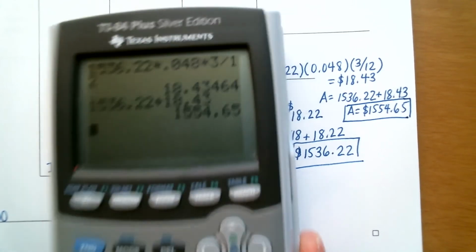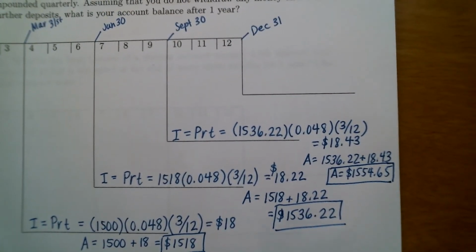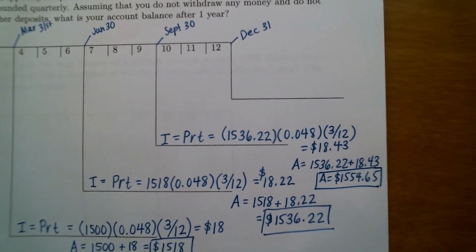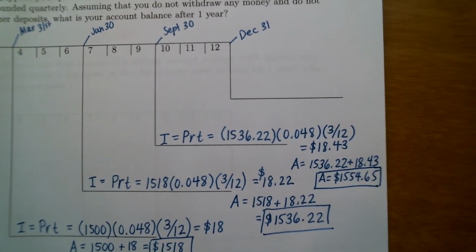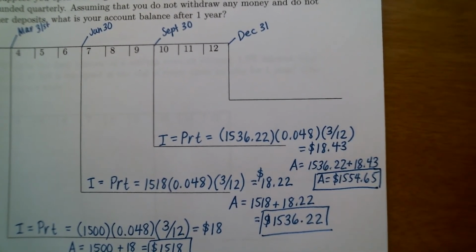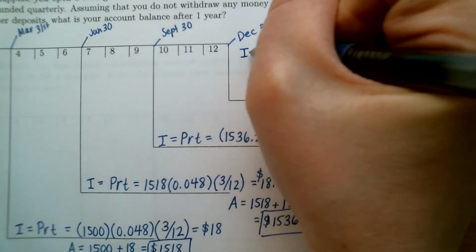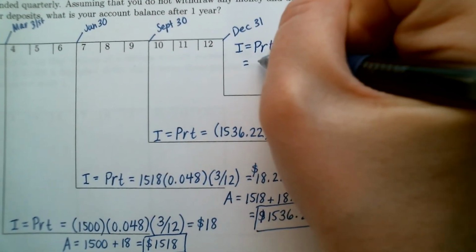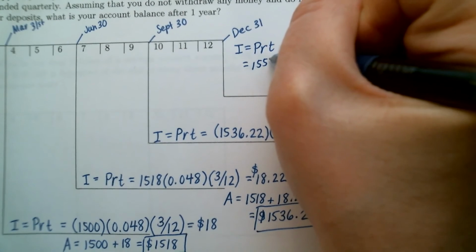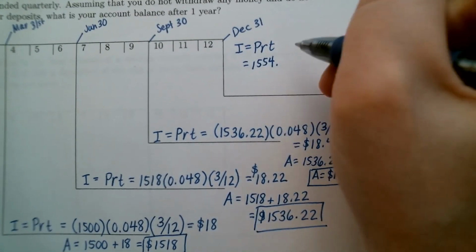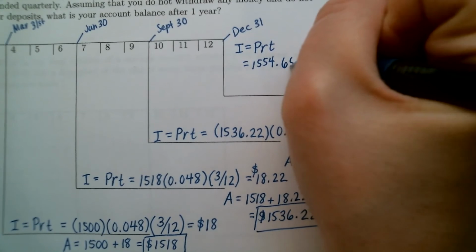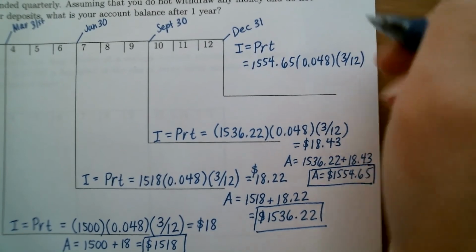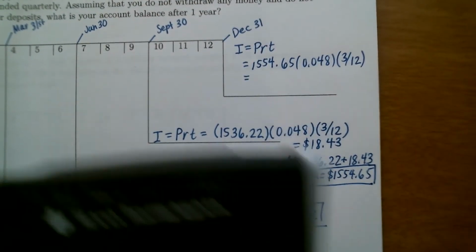Okay, our money has to sit in there one more quarter, so this amount will make interest over October, November, and December. You get your last interest payment on December 31st, so we need to see how much that is going to be. So let's go over here. On December 31st, you'll get your last interest payment. That's going to be PRT again. So that's going to be the amount that sat in there for the fourth quarter. So $1,554.65 times the rate times the time of 3 months. Let's go ahead and plug and chug this one.